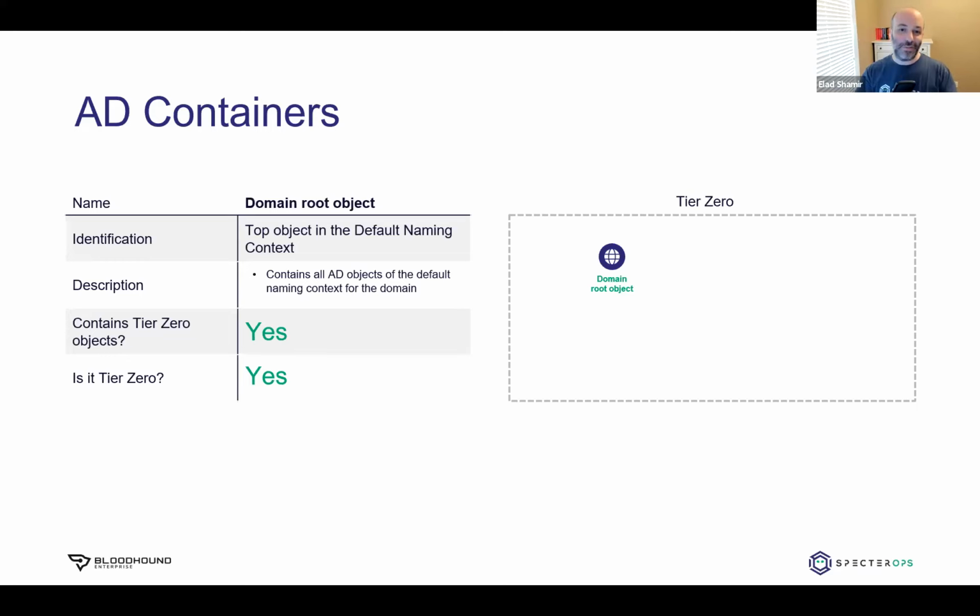Another classic attack that involves DC syncing is getting the credentials for the KrbTGT account and then forging golden tickets, which is a classic.